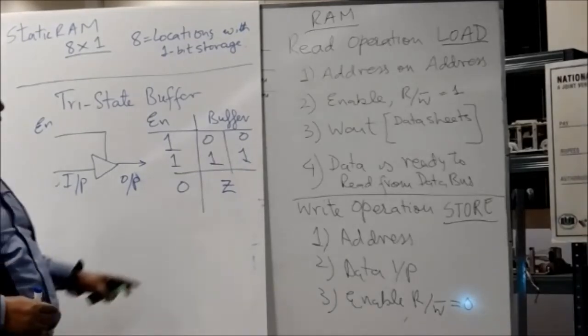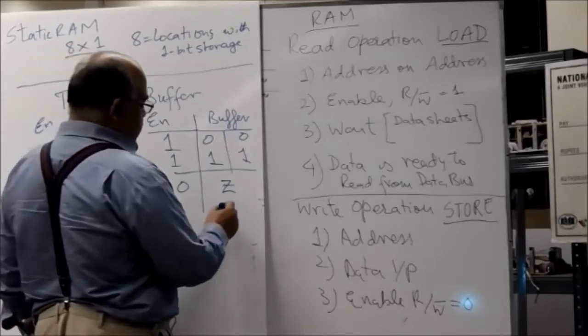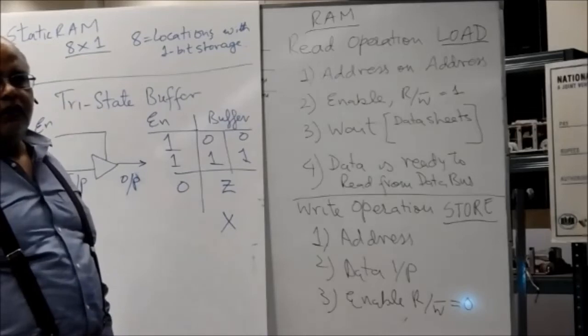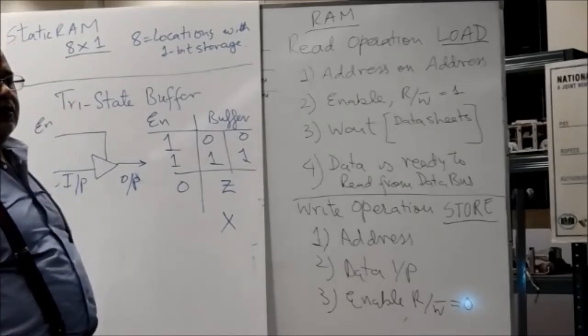Now this is the third logic signal. Fourth logic symbol that we have introduced. One was don't care, one was 0, 1, and this is another one, which is Z. Z means high impedance.